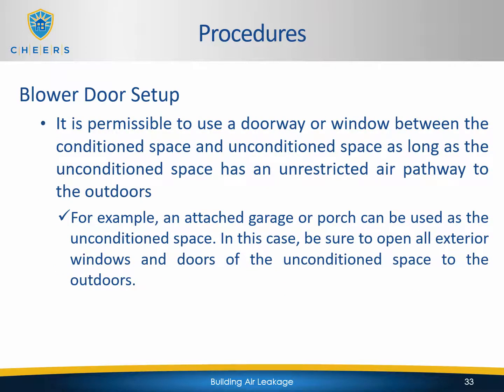It is permissible to use a doorway or window between the conditioned space and unconditioned space as long as the unconditioned space has an unrestricted air pathway to the outdoors. For example, an attached garage or porch can be used as the unconditioned space. In this case, be sure to open all exterior windows and doors of the unconditioned space to the outdoors. Like we talked about earlier for the garage door, if you are using the blower door on the door between the house and the garage, it's okay as long as you open the exterior doors to the garage, whether that's the main garage door or a side garage door.